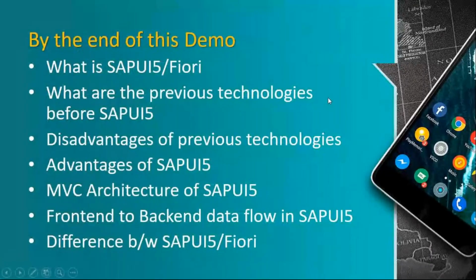So by the end of this 30 minutes, you are going to understand what is SAP UI5, what are the previous technologies before SAP UI5 came into the picture, disadvantages with the previous technologies and advantages of SAP UI5, and most importantly, these three things: MVC architecture of SAP UI5, front end to the back end and back end to the front end data flow, how it happens in SAP UI5 and Fiori applications, and the difference between SAP UI5 and Fiori.